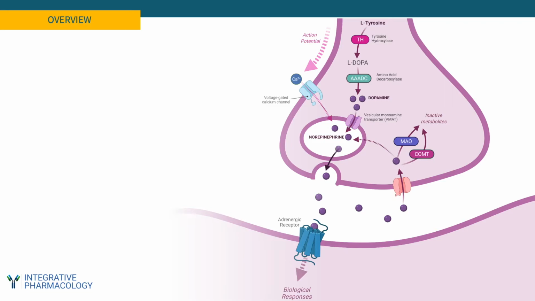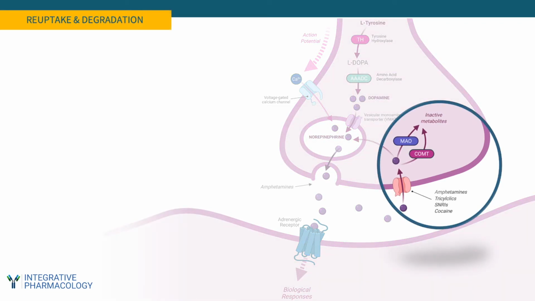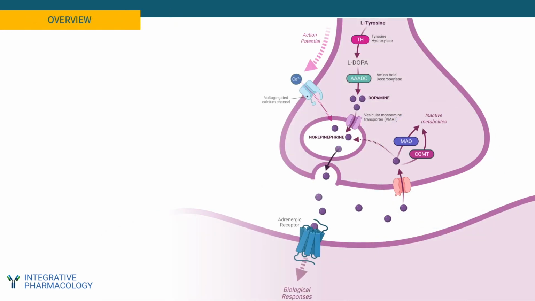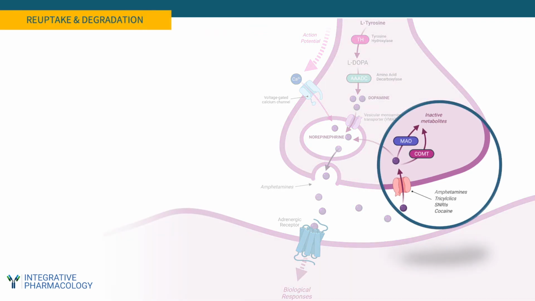Reuptake occurs through a transporter that brings norepinephrine back into the presynaptic cell, and that allows it to be degraded. So the enzymes that degrade norepinephrine are MAO and catechol O-methyltransferase. Reuptake requires a transporter, and that transporter can be blocked or inhibited in some way by a variety of substances. Amphetamines, tricyclics, selective norepinephrine reuptake inhibitors, and cocaine all reduce the function of this transporter, and that results in more norepinephrine staying in the synaptic cleft and being able to continuously bind to the adrenergic receptors. So you get an amplification of the clinical effects of norepinephrine if you inhibit that reuptake process.